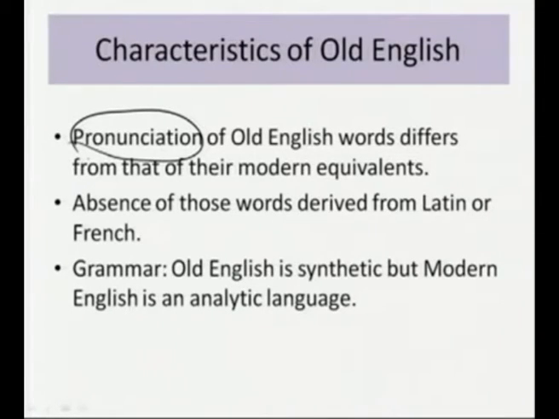There is an absence of words derived from Latin or French, or rather a relative absence, and the grammar of Old English is synthetic, but modern English is an analytic language. Okay. So, what are the three characteristics of Old English? It's not that there are no other characteristics, but one of the first things you would notice is that the pronunciation and the script are very different from the English that we use today.